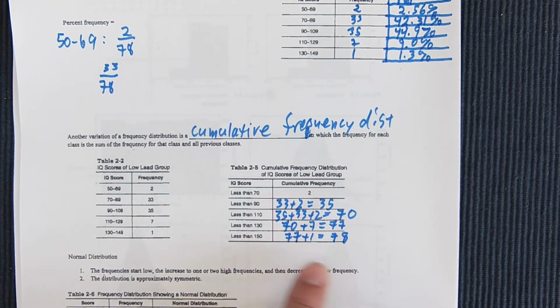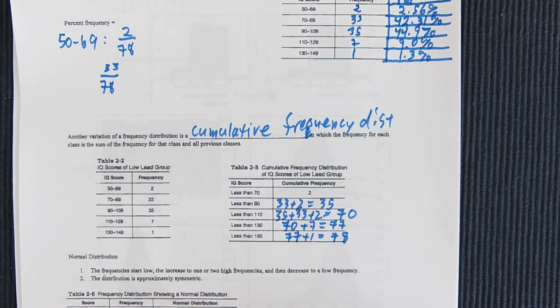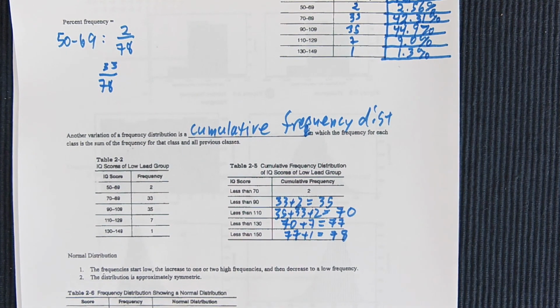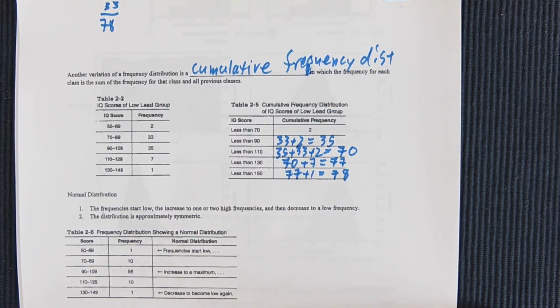And we should always end with whatever we had for our denominator here. That should always be the total in a cumulative frequency distribution. The graph of these are really cool. It's called an ogive. Next up.